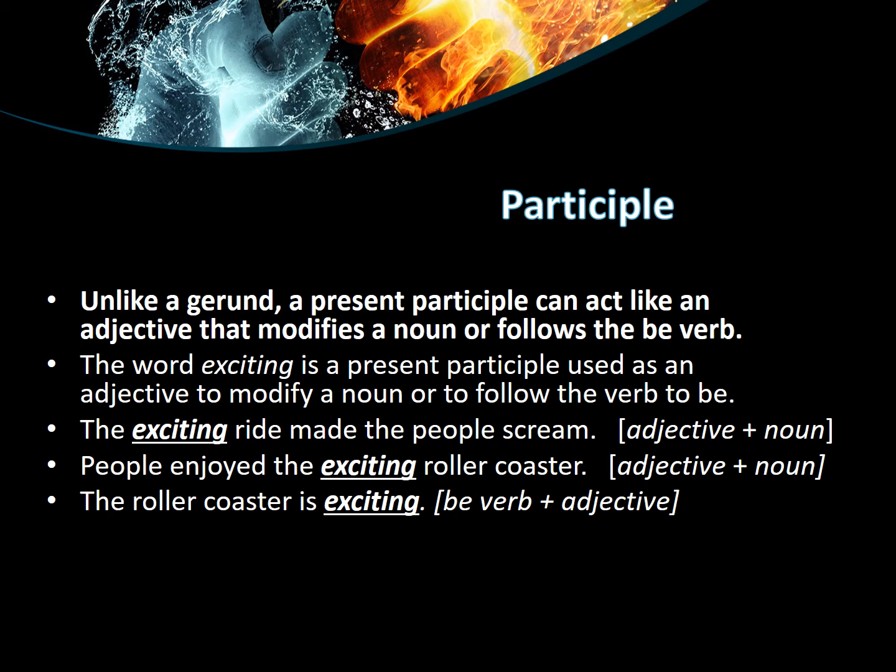So it comes in different positions in a sentence, but actually what is the function of the present participle? It always acts like an adjective in a sentence, and it modifies a noun or follows the verb to be. This is basically the function of the present participle. Unlike the gerund, which functions in a sentence as a noun. Now you understand the difference.